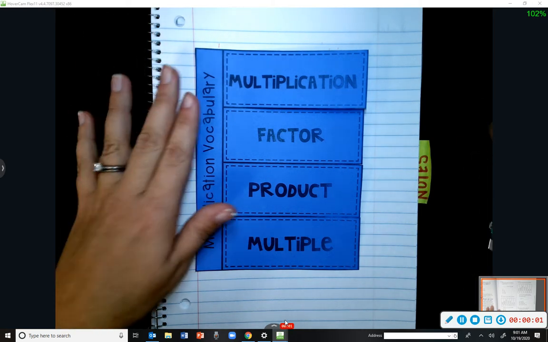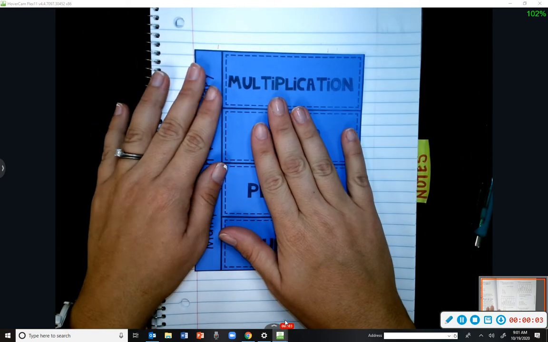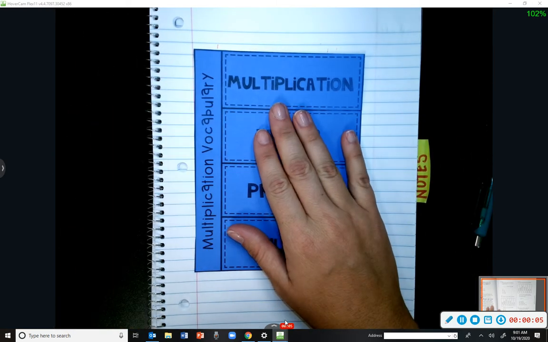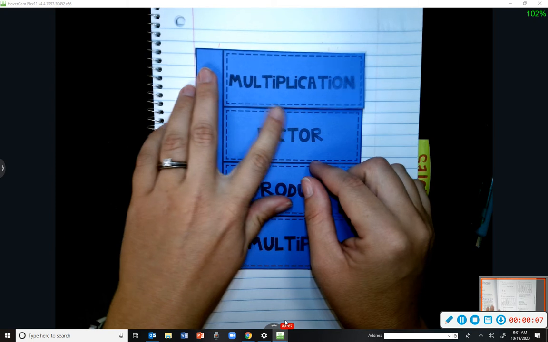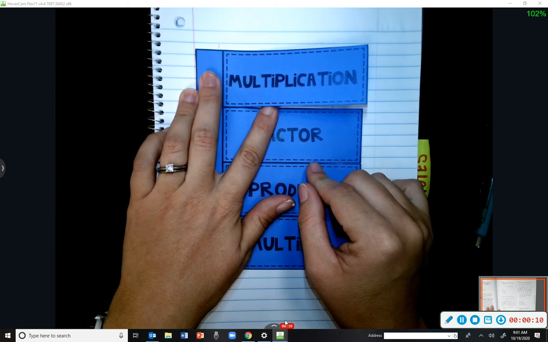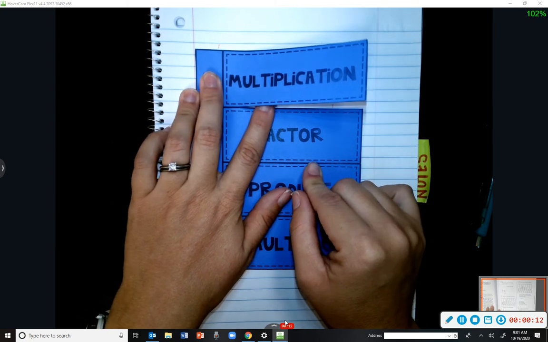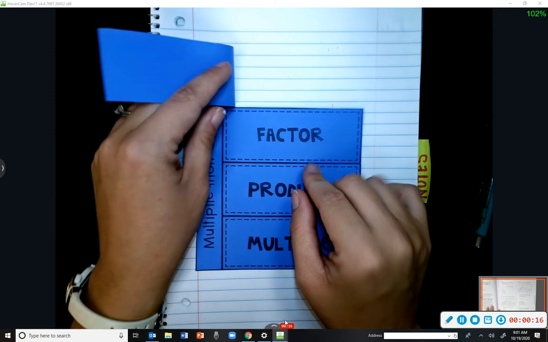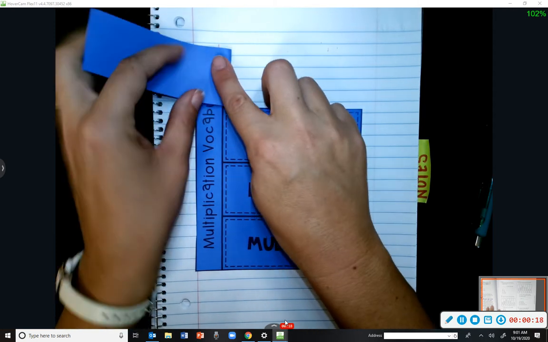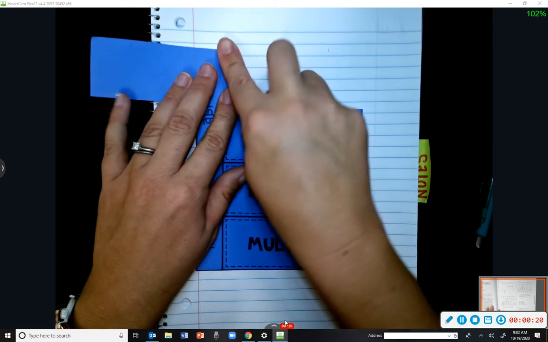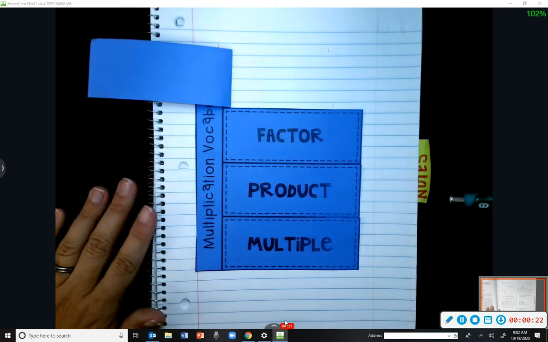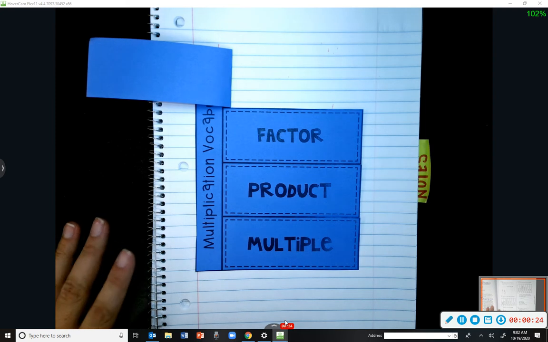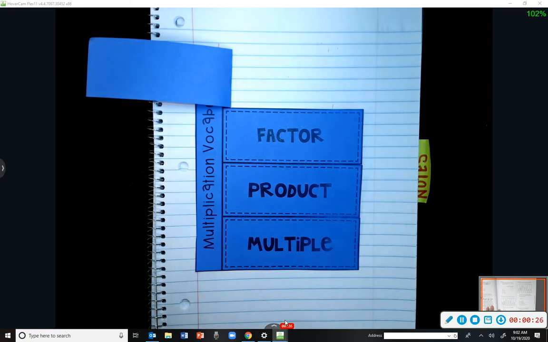Okay, those of you at home, you had this posted in Seesaw. Ours looks a little different because we actually cut and glue them in our math notebook. You guys are just writing the definition in Seesaw. So what we want to do is we're going to start with multiplication and go over that definition. I didn't do it like that. That's okay, just write it out to the side or on the back of the notebook paper.